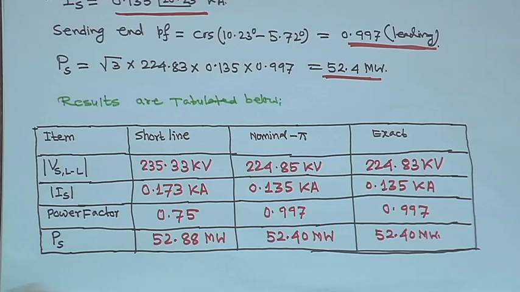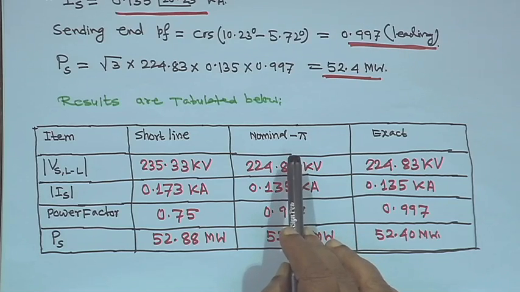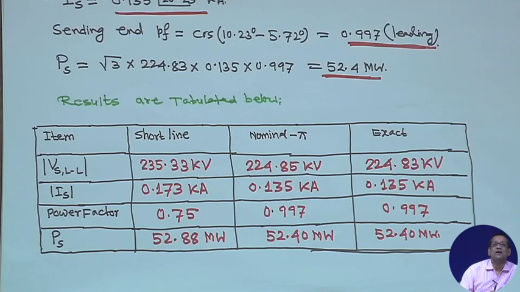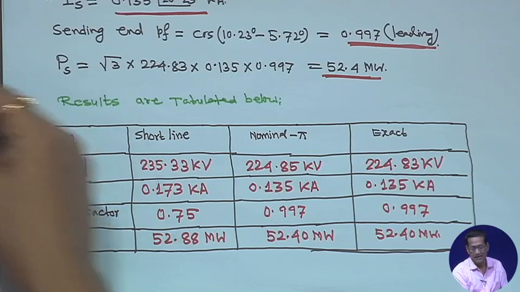So, this is the example I gave: short line, nominal pi and exact method, but one thing you can see is that nominal pi is almost as accurate as the exact method. That is why you will find that for all transmission line load flow studies, for charging admittance they are considering basically the nominal pi method, if the line is too long. So, this is for overhead transmission line.